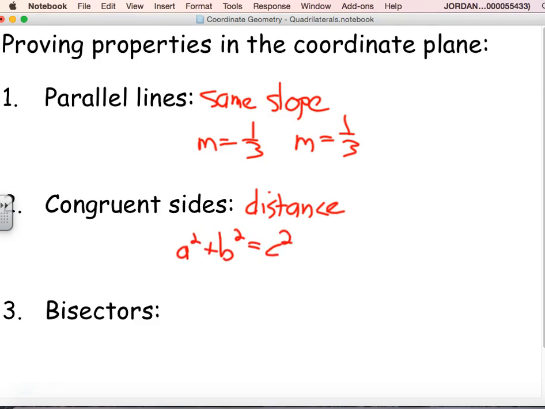Okay, next is bisectors. So you've got to be able to figure out if lines cut each other in half. So in order to do that, you need to know the midpoints. Okay, so you need to be able to find a midpoint. So we've used the midpoint formula for that, x1 plus x2 over 2.